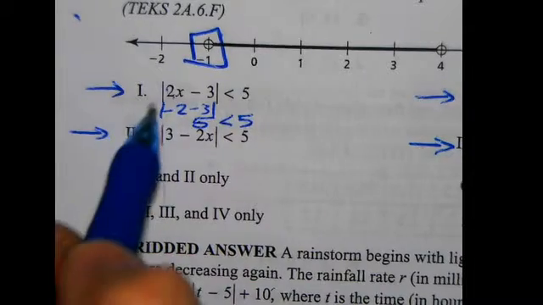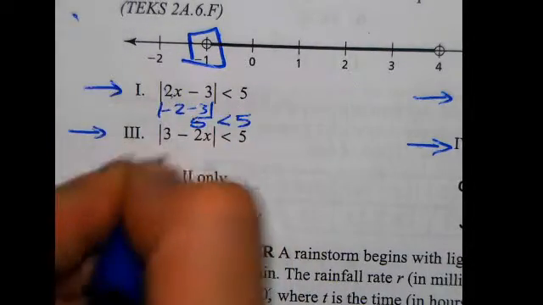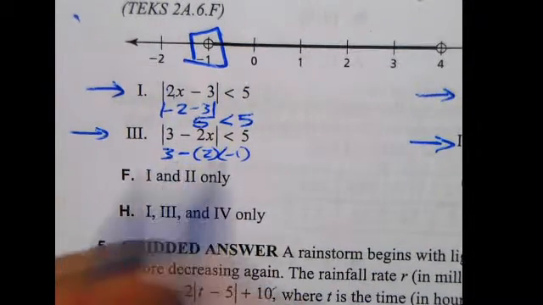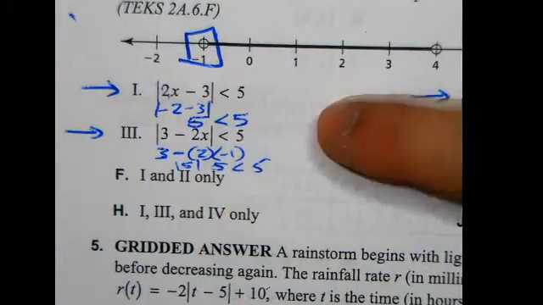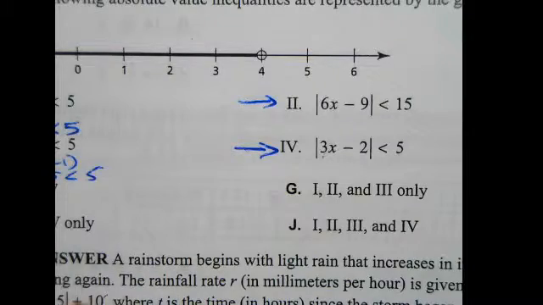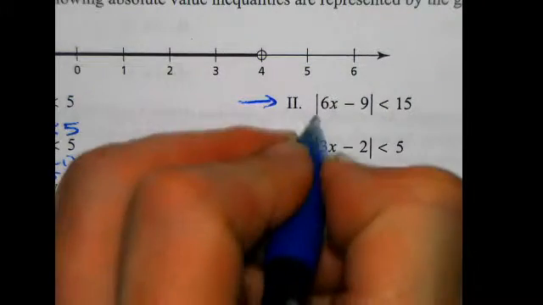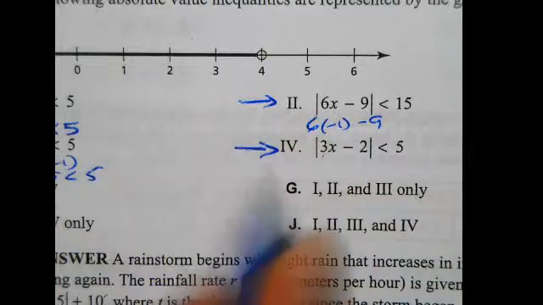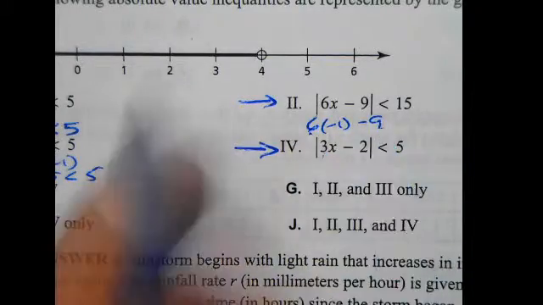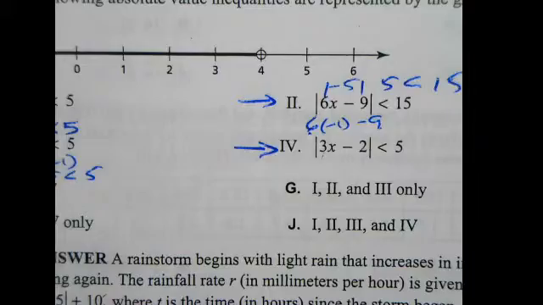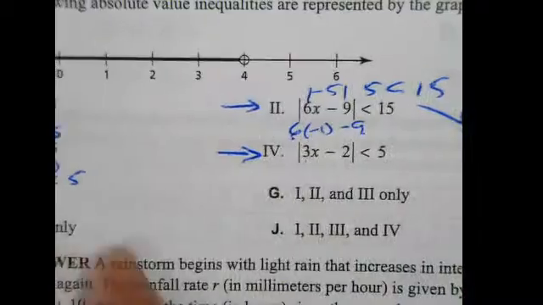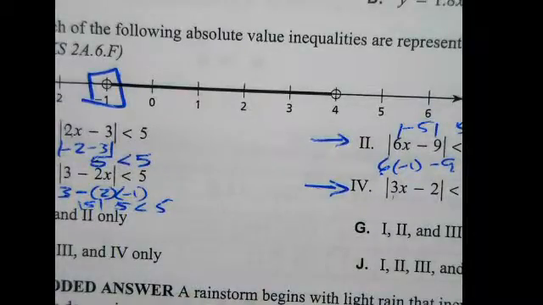All right. Come on to the next one. 3 minus 2 times -1. So 3 plus 2 is 5. The absolute value of 5 is 5. Is 5 less than 5? Also not true. Let's go on to the next one. Negative 1 here. 6 times negative 1 minus 9. 6 minus 9 is negative 5. The absolute value of negative 5 is positive 5. Is 5 less than 15? Yes, that'll work for us. Now let's take a look at our last one here.